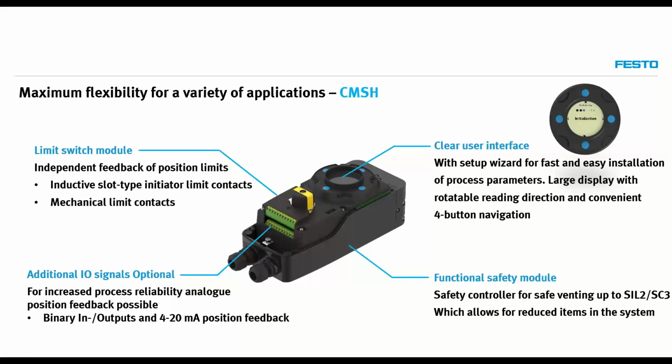Even if the positioner fails, by selecting an independent limit switch, we can have a position feedback for the process valve. In this case, we are increasing our safety level. For example, we can select inductive slot type initiator limit contacts, or mechanical limit contacts.